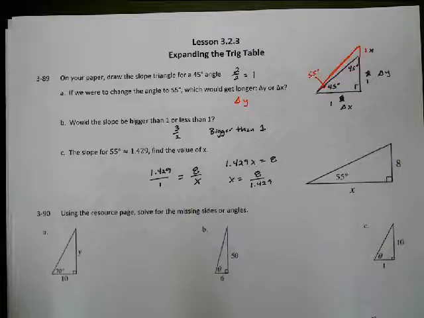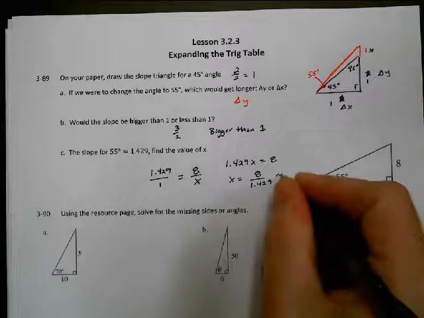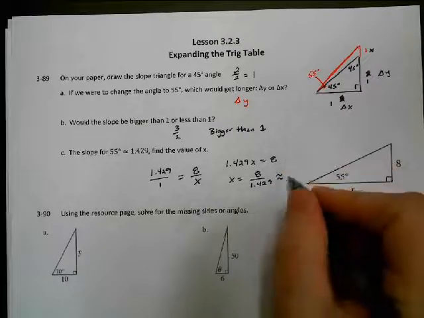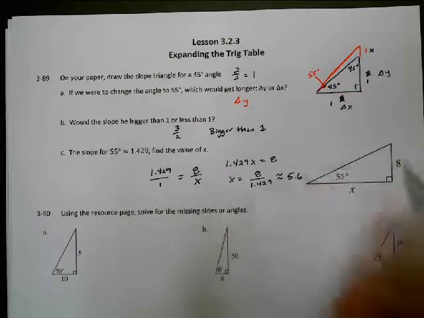So 8 divided by 1.429 ends up being 5.5983250. Let's just round that. Let's call it 5.6-ish. So on my calculator, I got a big old long number. I'm going to just round that to approximately 5.6.